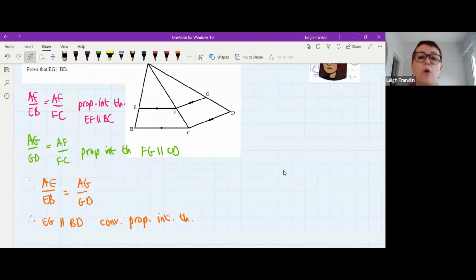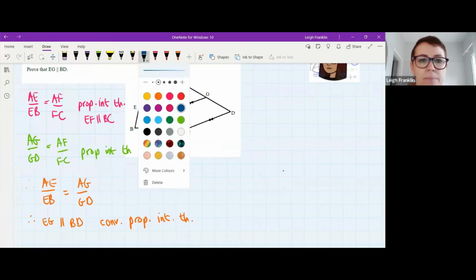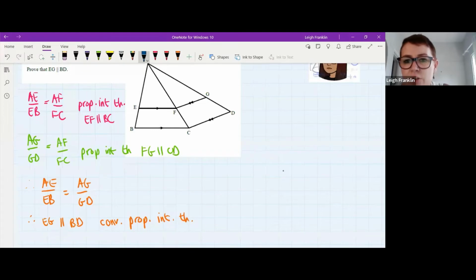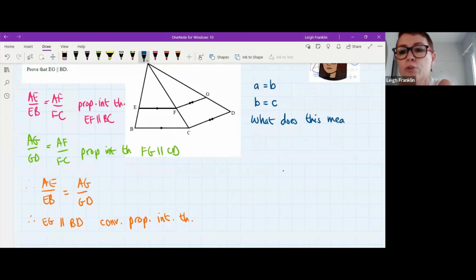No problem, Aisha. It's a perfectly good question. All right, so Aisha, we're working on this principle. Let me write something else on the side over here. If I was to say to you, Aisha, that quantity A was equal to quantity B, and that quantity B was equal to quantity C, what does that mean to you? What conclusion could you reach?